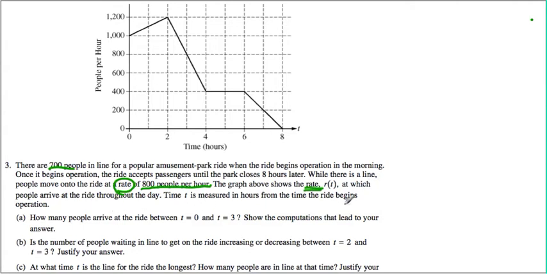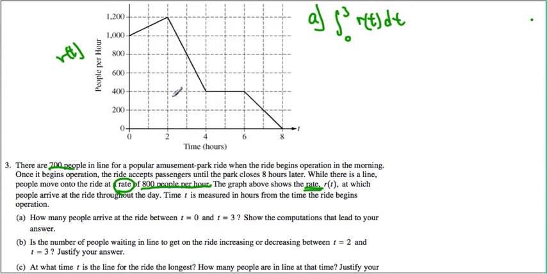Now let's look into part A first. How many people arrive at the ride from 0 through 3? We're talking about the integral from 0 to 3 of r of t dt, where r of t is this graph. Then all we have to do is figure out the area under this curve.